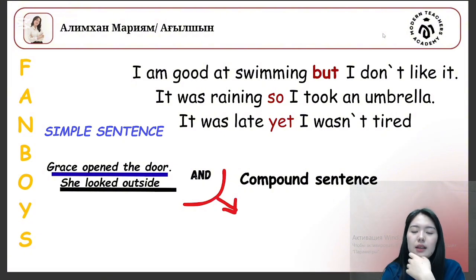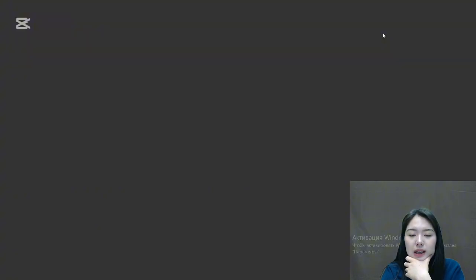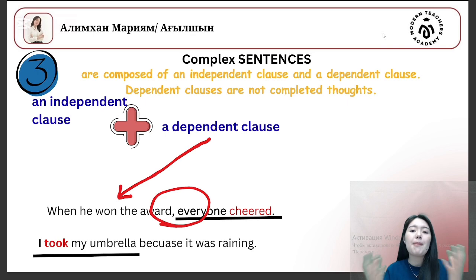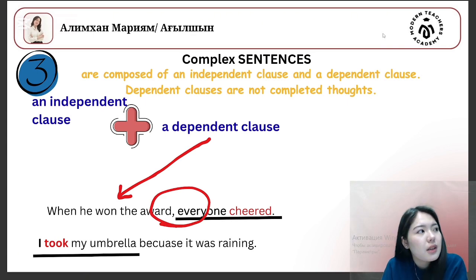Okay, then let's move on to our next type. It's a complex sentence. Complex sentences are composed of an independent clause and a dependent clause. Notice: independent clause and dependent clause. Dependent clause means it is not a completed thought. An independent clause has a completed thought.